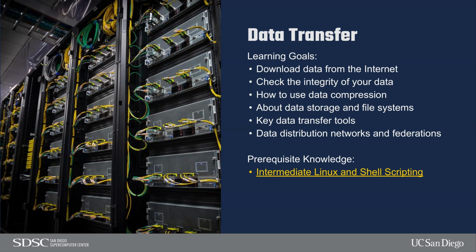So when you're transferring data from point A to point B, sometimes you want to shrink the size of that data to reduce the amount of network resources that are required. And we'll touch a little bit on also the types of data storage and file systems that you'll encounter on HPC systems that we have.